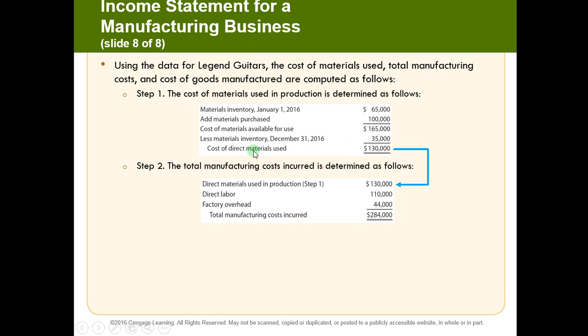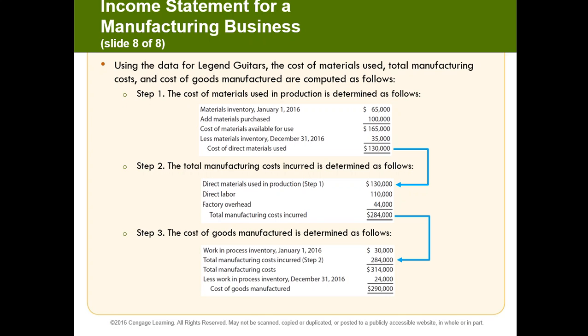Right, so there's your cost of direct materials that you used during the year to start building or finish building whatever product you're putting together. So there's the first number, your direct materials. Direct labor was given, factory overhead was given. There's our total manufacturing costs: direct materials, direct labor, and overhead.